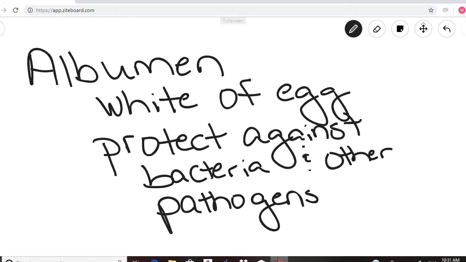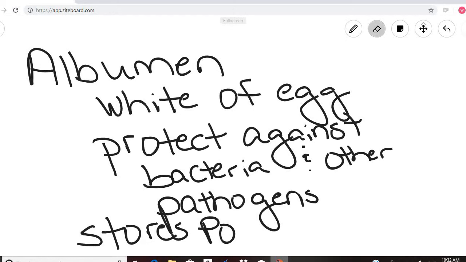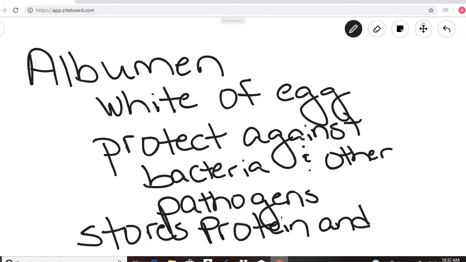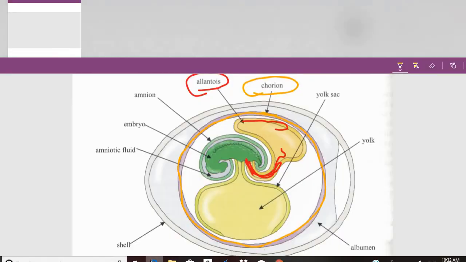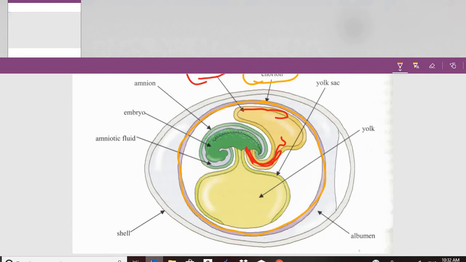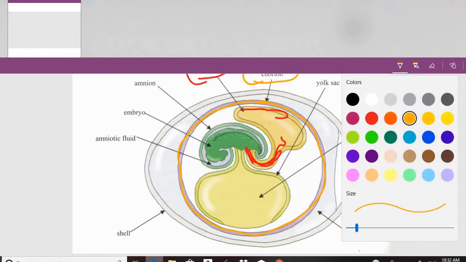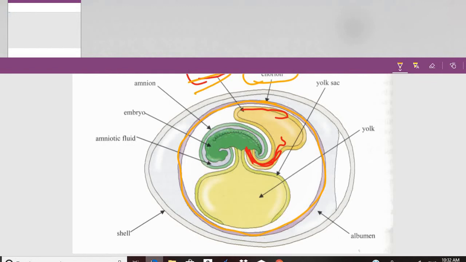Besides that, the albumin also stores protein and water. So it supplies water and protein to the developing embryo. Okay, so if you look at the picture here, you can see the albumin. Let me go ahead and erase the rest of this stuff.